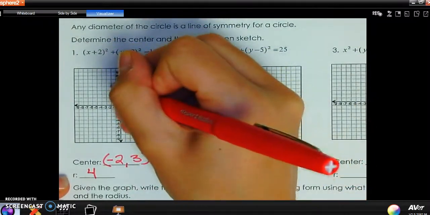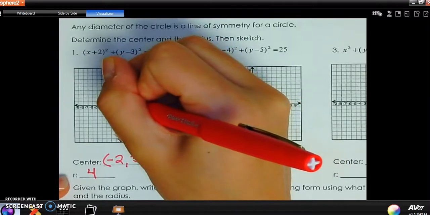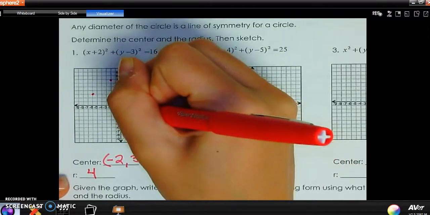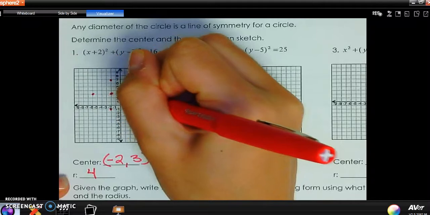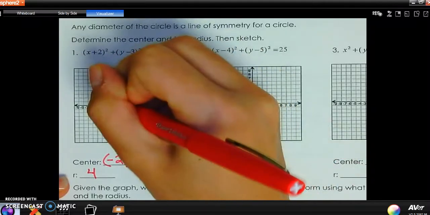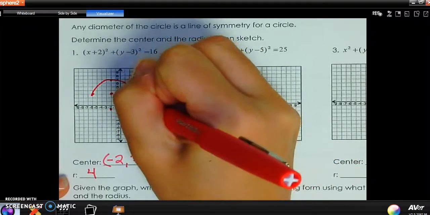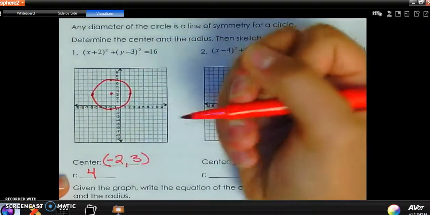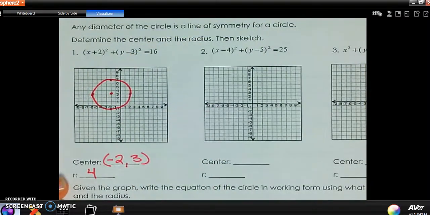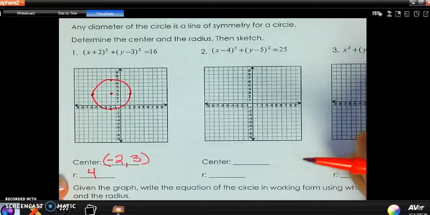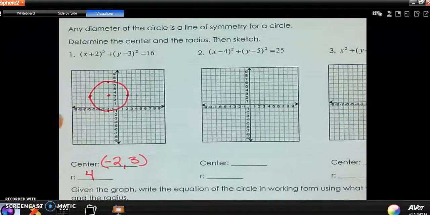So I'm going to go 4 up, 4 to the left, 4 down, and 4 to the right. And then you can kind of sketch in a circle. Although I'm not going to be very judgy, your circle should not have sharp corners. I shouldn't be able to pop a balloon on there. I know it's not going to be a perfect circle, but just do your best to sketch it in there. Okay, so you've got a circle there.